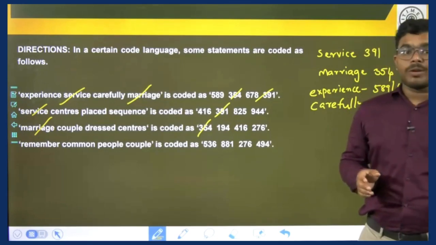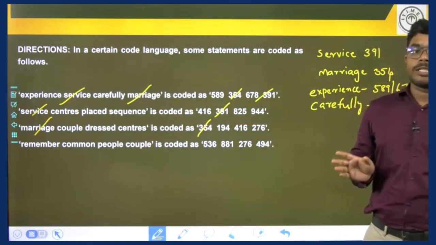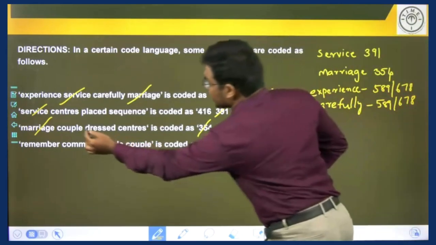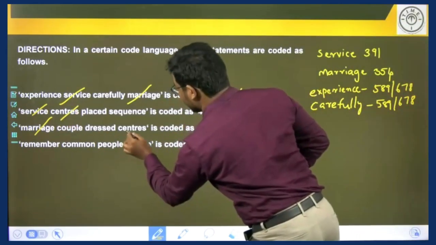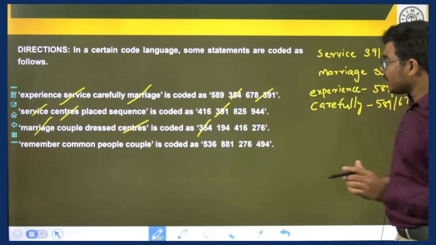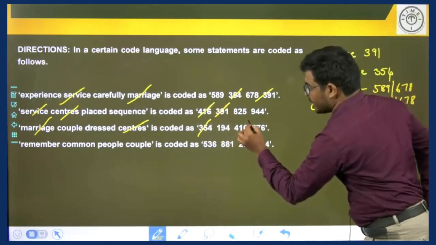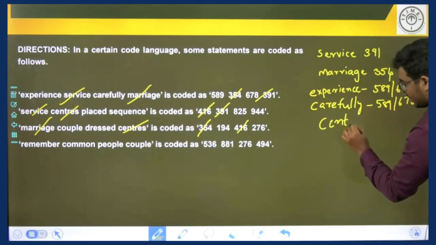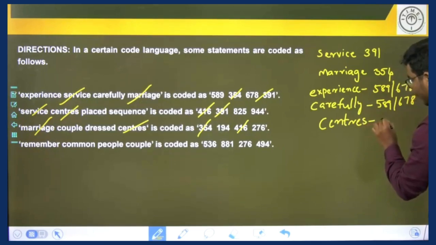Let's check statement 2 and statement 3. Is there any common word in statement 2 and statement 3? Yes. Centers is the only common word in statement 2 and statement 3. So the only common code in statement 2 and statement 3 is 416, which is the code for centers.